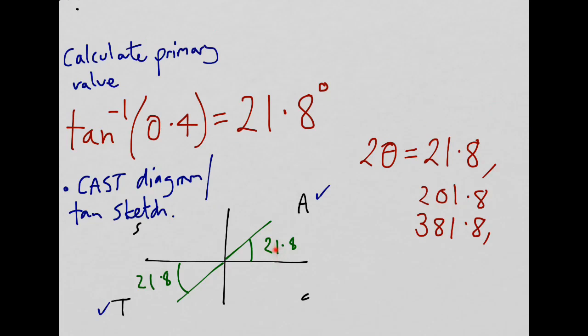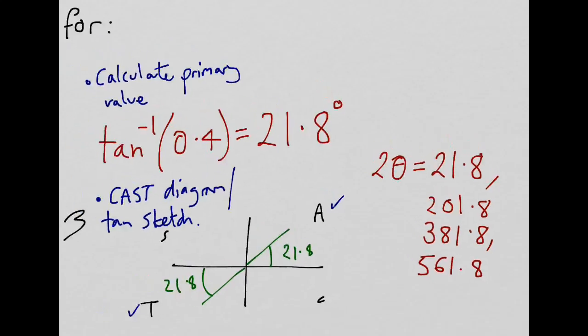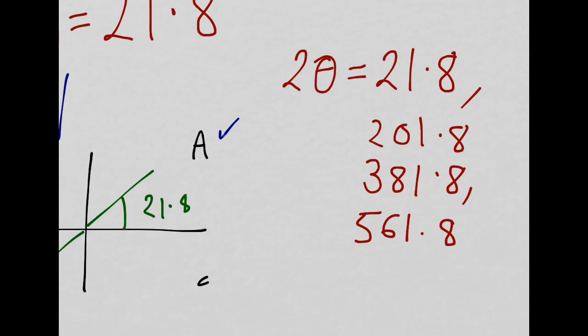And we go around the CAST diagram one more time and get to there, which will give us 540 plus 21.8, which will be 561.8. So there we go. Those are our 4 angles for 2 theta between the limits 0 and 720.